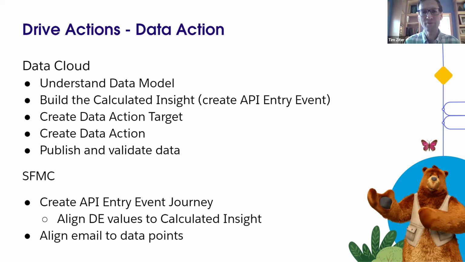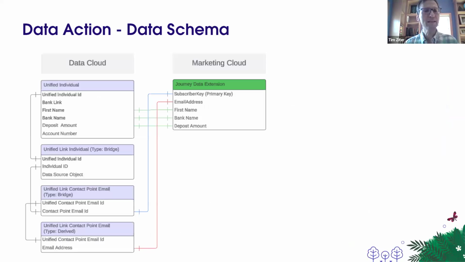then how that might be different in the email content itself. So let's just take a look at the data that Michelle and Sandesh set up, because it's something that we're going to need to consider as we're building out this calculated insight. So our primary data source is this unified individual. So you saw that in the segment. This has all the different details of the name, the bank information, the bank link, and all of that.